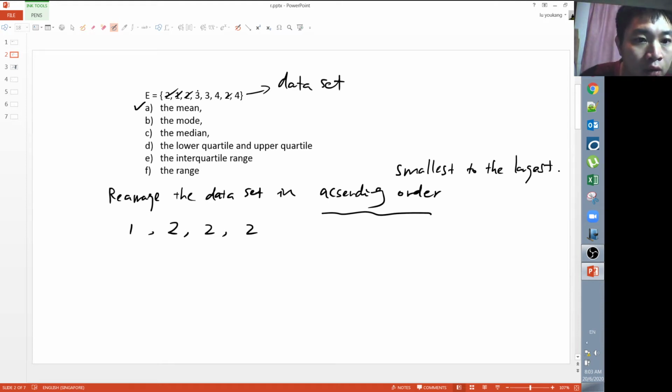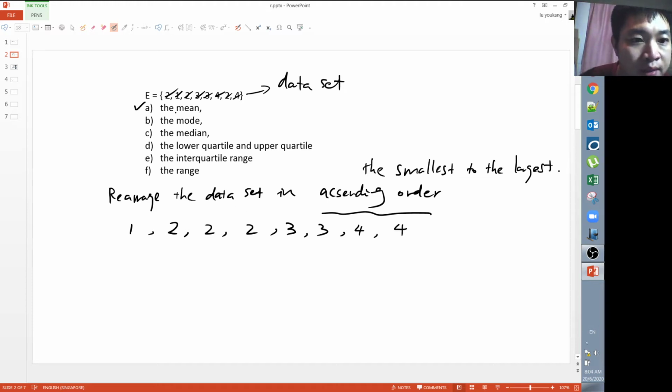Now I will go to 3. So 1, 2, 2, 2, 3, 3, and last but not least, 4, 4. This is how you rearrange the numbers in the data set in ascending order, from the smallest to the largest. Now let's find out what the mean is.